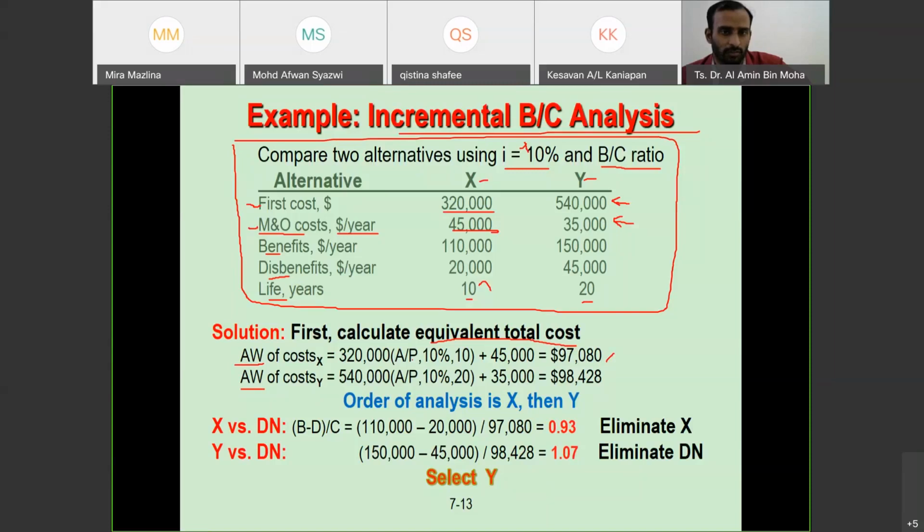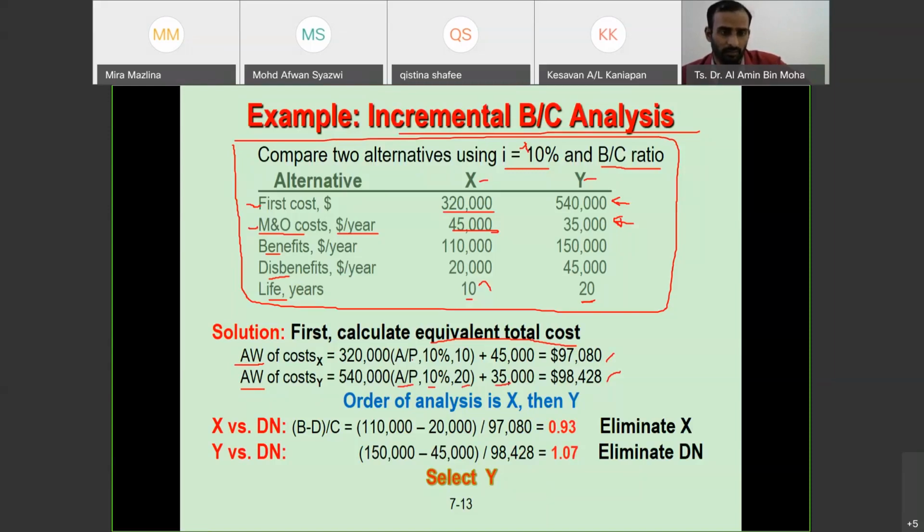The same thing here, 540,000 is the first cost, is P. So we change it to A, 10%, and then N is 20. Other related costs are 30, 35. So what is the value that we get here? The final answers are 97,080 and also 98,428.